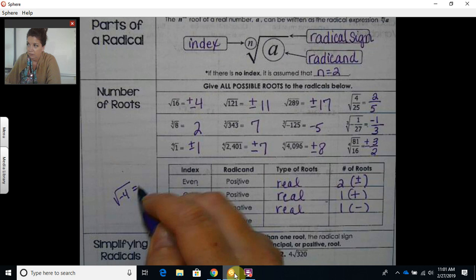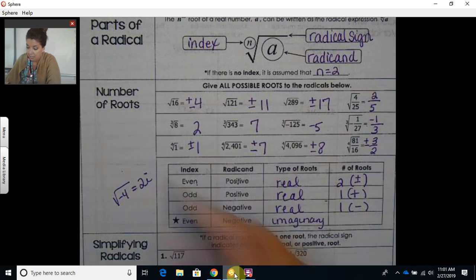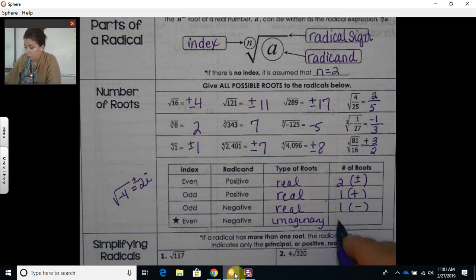But instead of I2, we say, no, not I2, but 2I, right? We put the I last. So that would be an imaginary. And technically, it could be positive or negative 2I. So it's 2 imaginary, 1 positive, 1 negative.